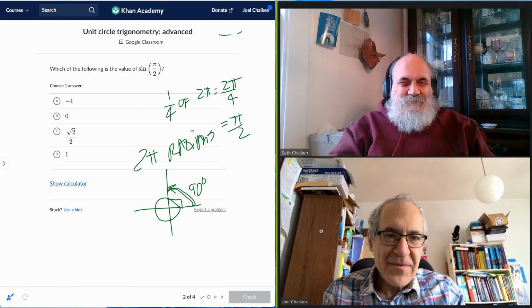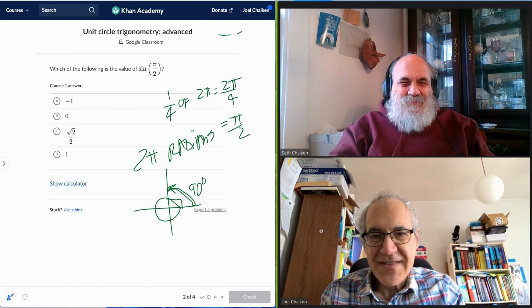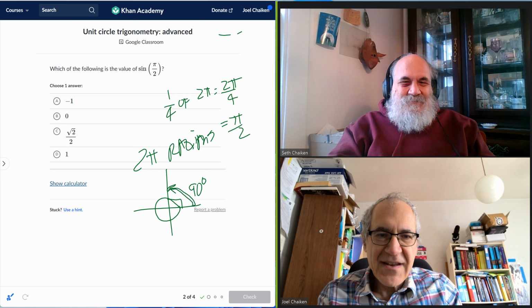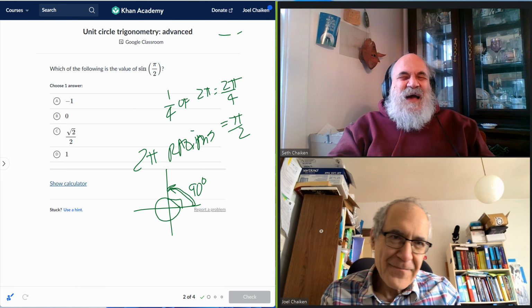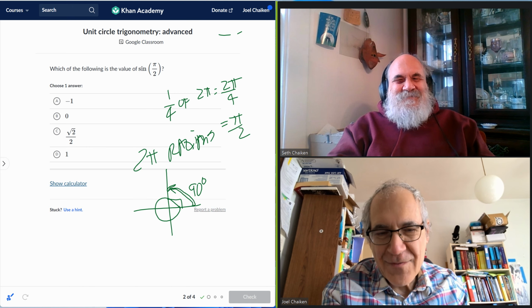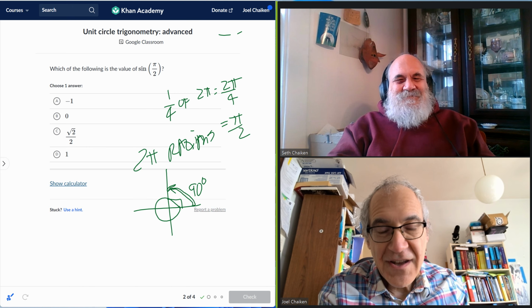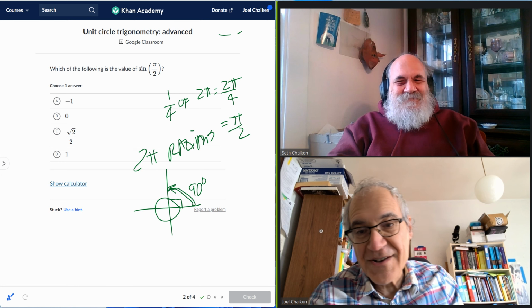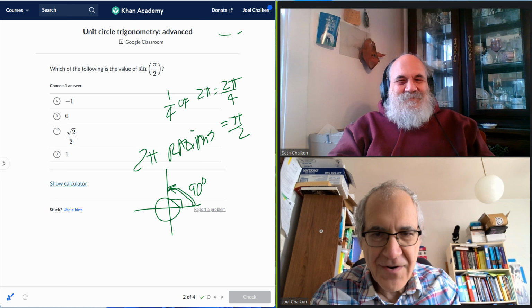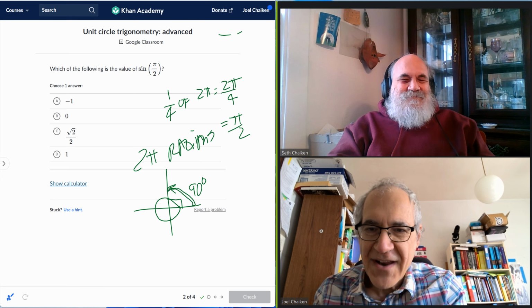Because circles and angles can be measured two ways, degrees, right. Thanks, Seth. You can measure angles in both degrees and radians. It's been a long week. You could measure angles in degrees or radians, just like you can measure temperature in Fahrenheit or centigrade. Okay, anyway, so we have a 90-degree angle.